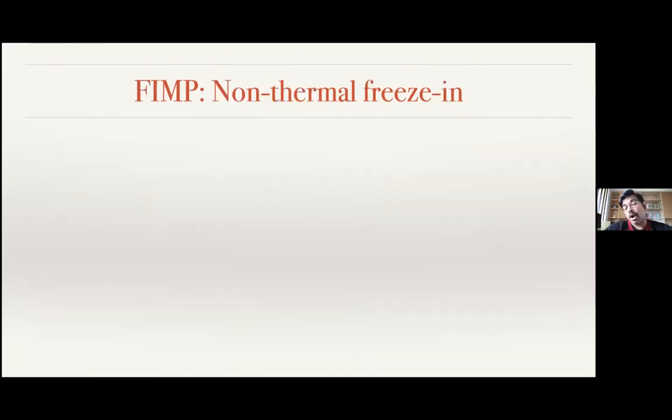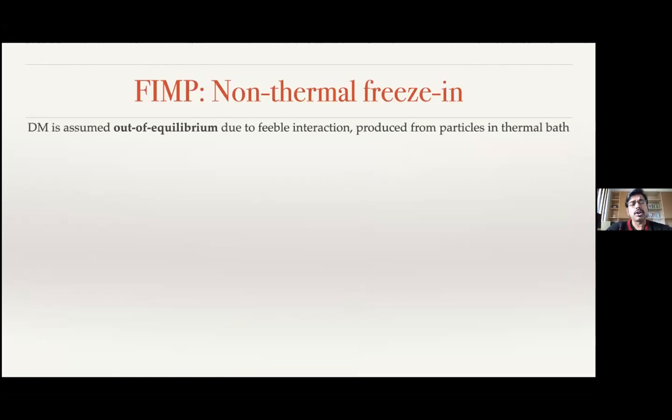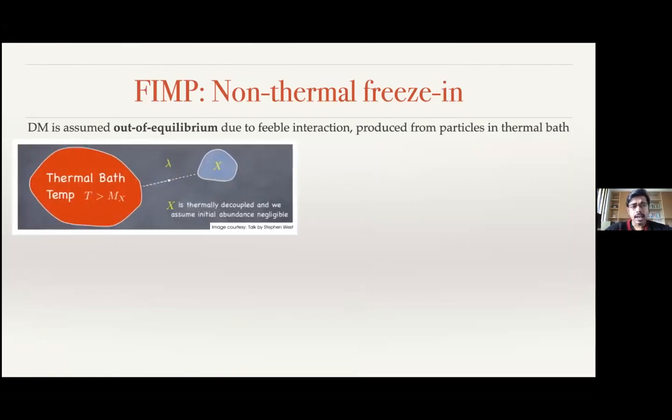On the contrary, if we think about FIMP, which gives you an alternate mechanism for dark matter production in the early universe, we assume that the interaction of the dark sector with the visible sector is very feeble, so that it cannot be in the thermal bath in the early universe, but it can be produced from particles in the thermal bath via decay, annihilation or scattering. So this is a cartoon: you have the thermal bath, and from that, due to this feeble interaction, you are producing the dark matter, which I'm calling X.